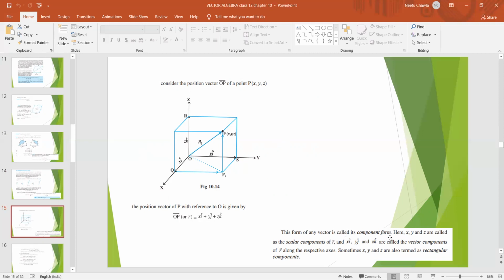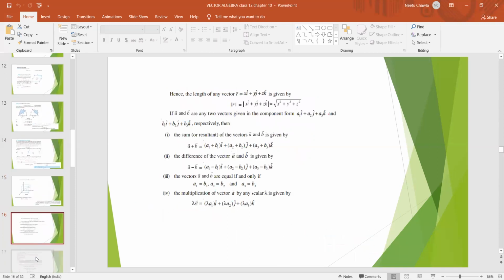This form of any vector is called its component form. Sometimes questions come: write the component form of the given vector. Here x, y and z are called the scalar components of R. And xi, yj and zk are called the vector components of R along their respective axes, that is the x-axis, y-axis and z-axis. Sometimes x, y, z are also termed rectangular components, since they tell us about the length, breadth and height of a rectangle, which is why they are also known as rectangular components.